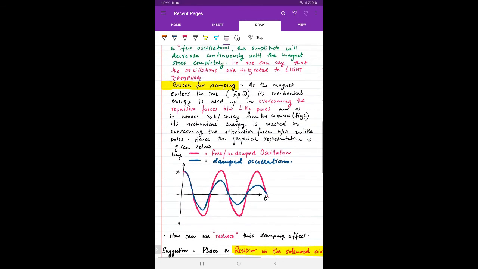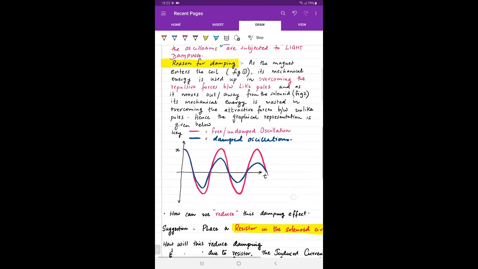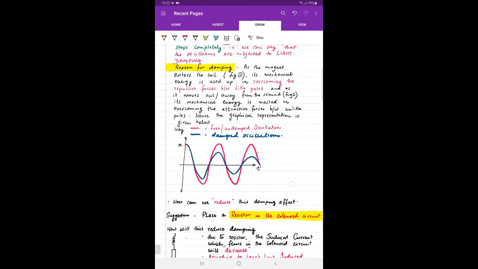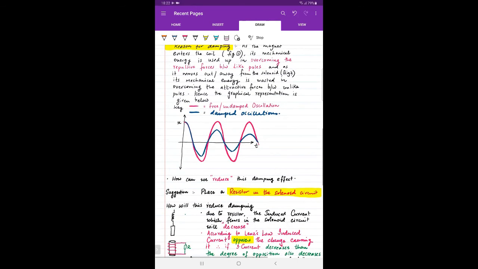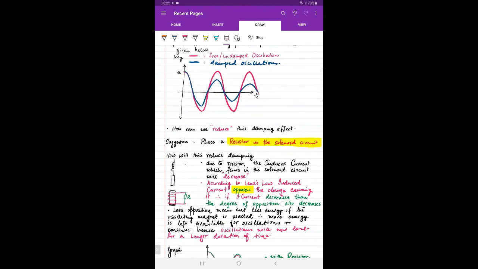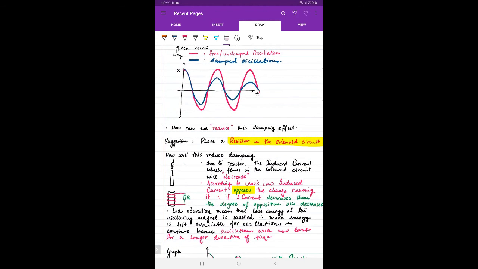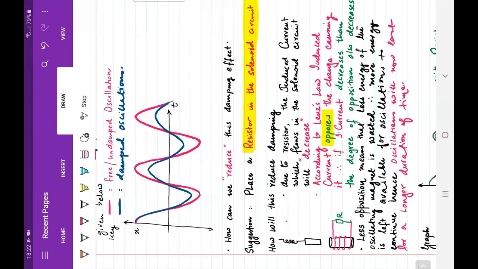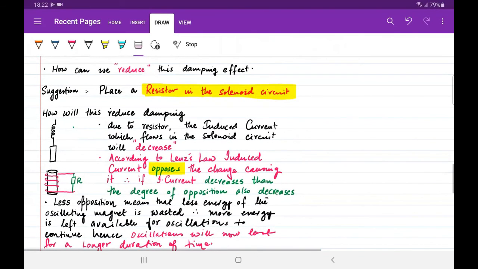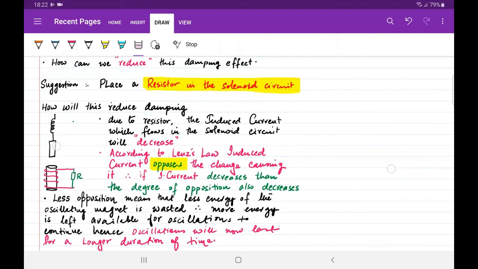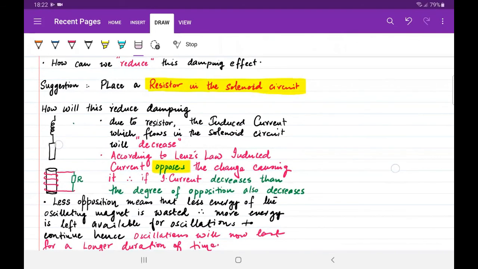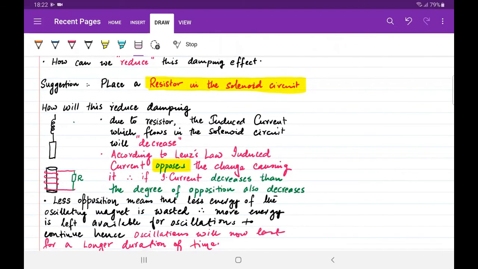Now the question does arise, how can we reduce this damping effect? ये जरा follow करना कि how can the damping effect be reduced? If I can manage ना, मैं इसको landscape में ले जाता हूँ. जरा सी wordings थोड़ी सी बड़ी हो जाएंगी display के हिसाब से. So let's have a look. So how can we reduce this damping effect?